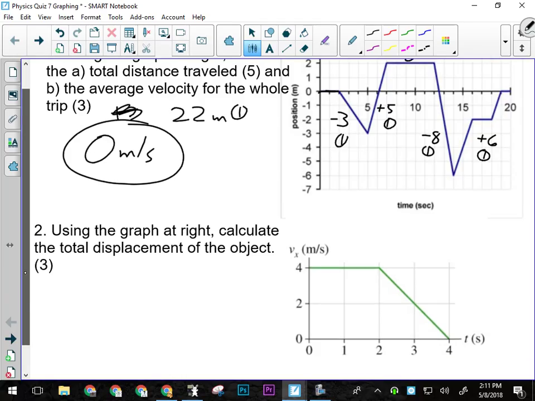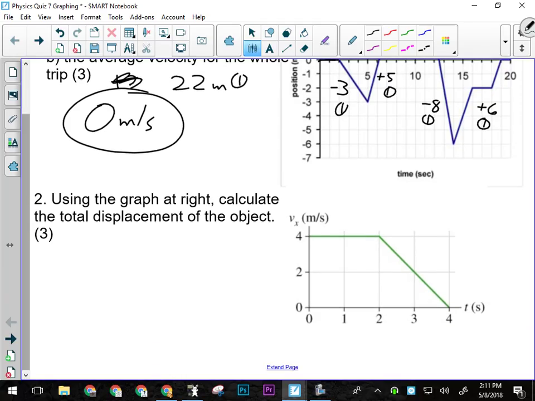All right, for question number 2, I have a velocity versus time graph, and I need to calculate the total displacement. So total displacement is average velocity times time. I can find my average velocity for the first part. It's what? 4, right? I just traveled at 4 meters per second for 2 seconds. If I travel at 4 meters per second for 2 seconds, I should go 8 meters.